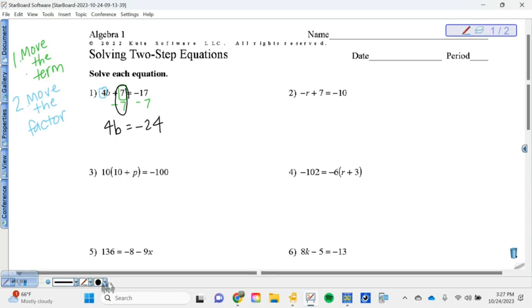And then what do we do? Yeah, I got to divide both sides by 4, because that's going to cancel those out. 4 over a 4 is just 1. So now I have b all by itself. b equals negative 24 divided by 4, negative 6. Good. So I want you guys to try number 2, please. Try number 2. Do it on your paper, and then show me your answer on the whiteboard.